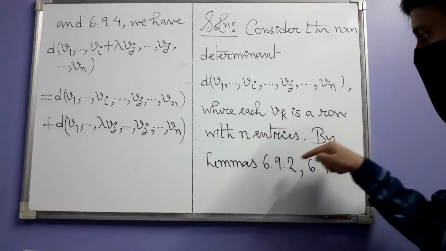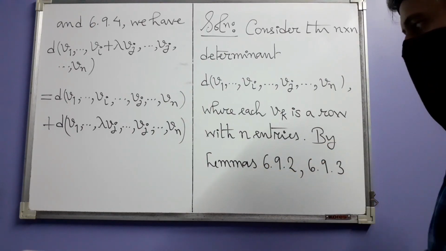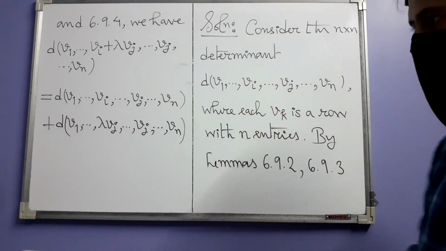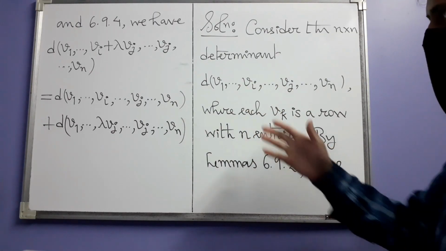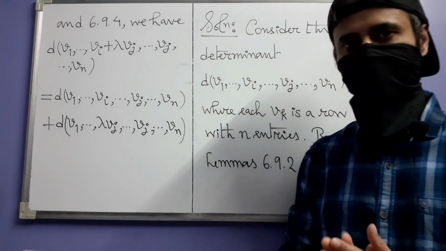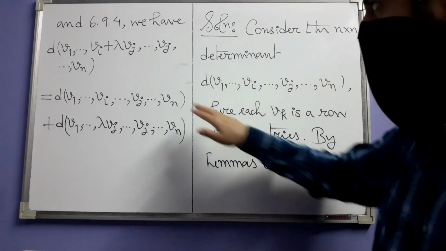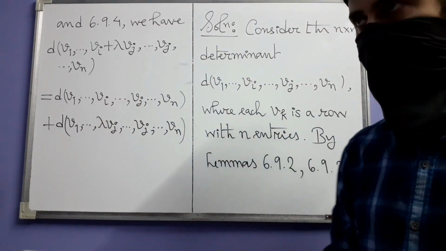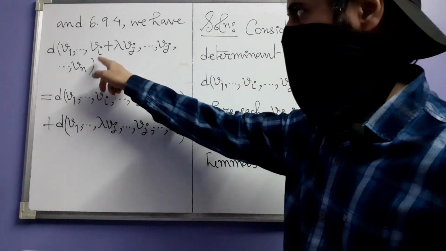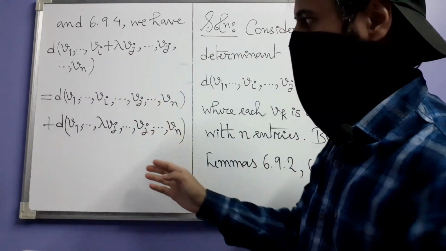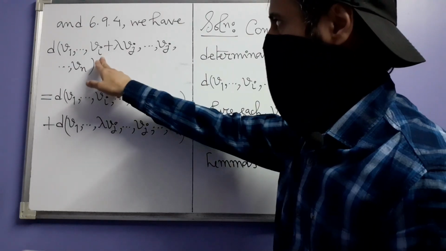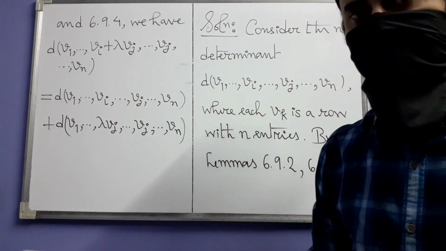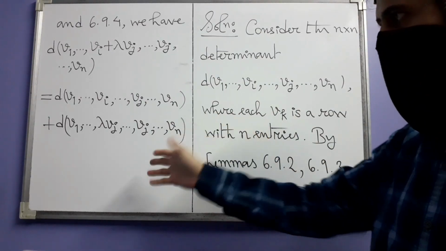And you also see that I have mentioned these lemmas. We are going to use 3 lemmas here, which we already saw before, and they are 692, 693 and 694. First of all, lemma 692 allows us to write this determinant as the sum of these 2 determinants, where we keep all the rows intact except this row, which we can split into 2 parts, one having vi and the other one having lambda times vj. So 692 allows us to do that.